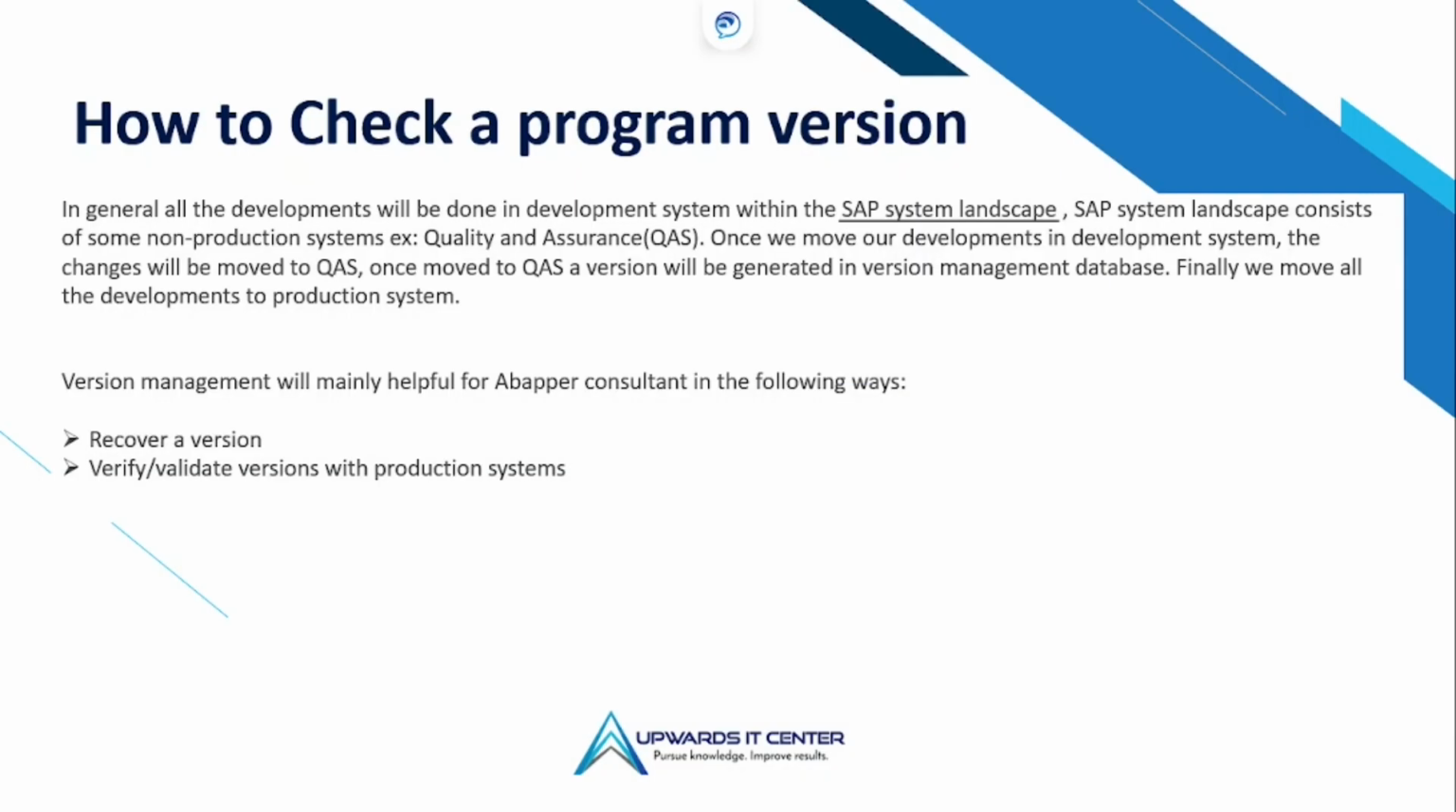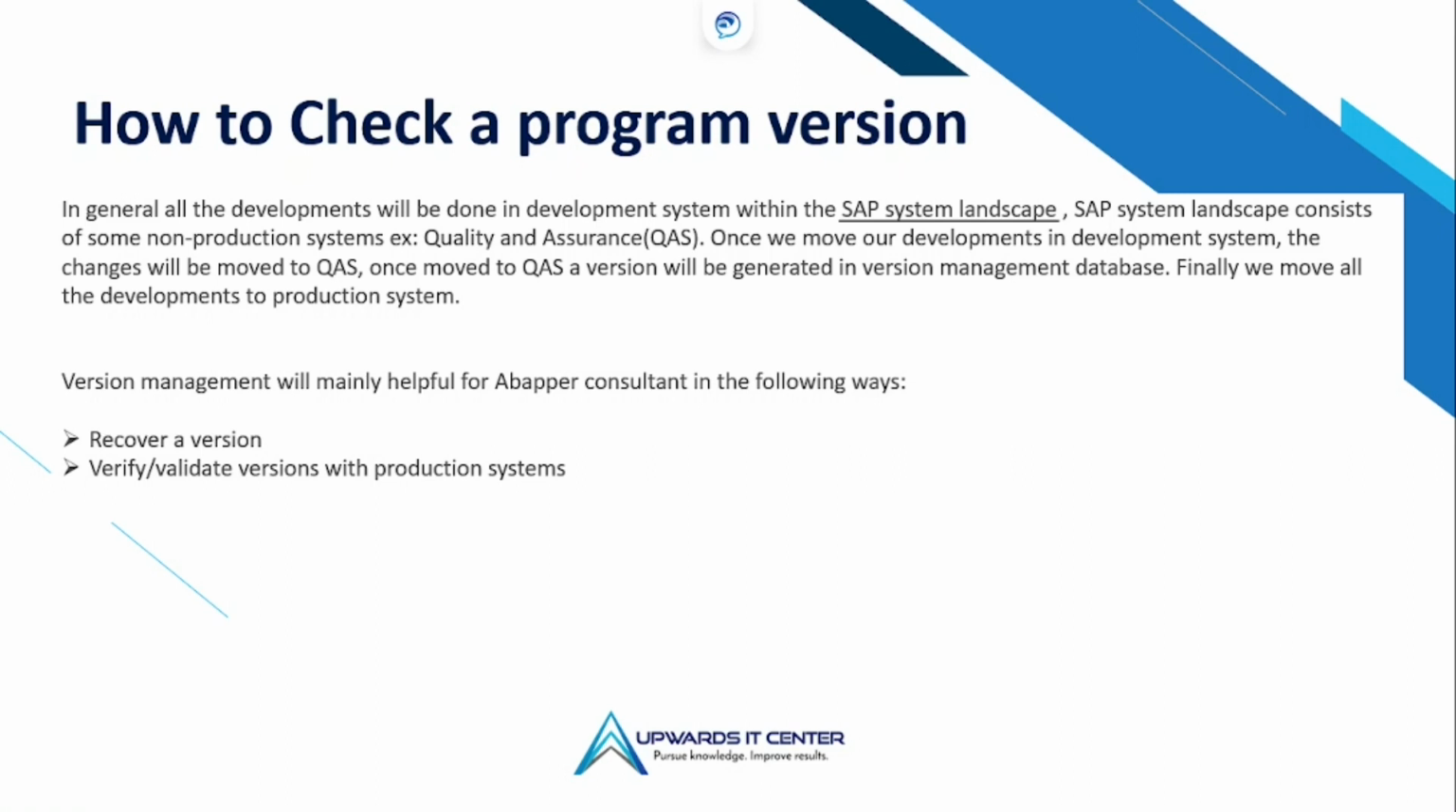In general, all the developments will be done in development systems within the SAP system landscape. The SAP system landscape consists of some non-production systems, for example quality assurance, sandbox, development, etc. Once we move our developments in development systems, the changes will be moved to quality. Once moved to quality, a version will be generated in the version management database. Finally, we move all the developments to production systems.